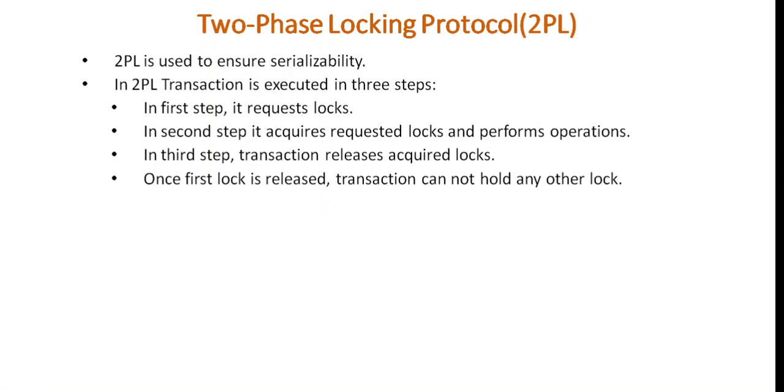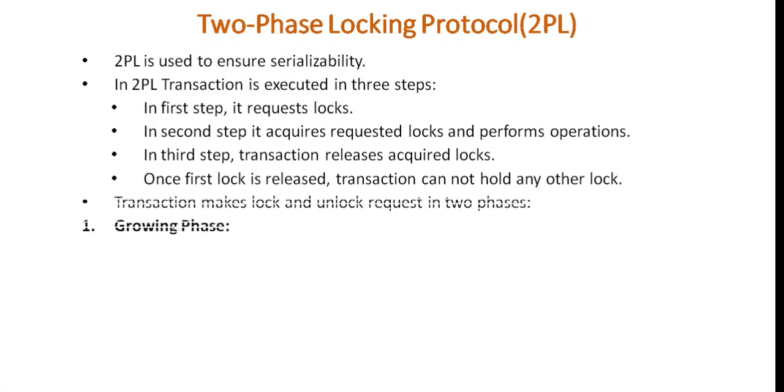And once the transaction releases its first lock, after that it cannot hold any other lock. For example, if transaction T1 is holding 3 locks on different data items, then once T1 has released any of these 3 locks, T1 cannot request a new lock. Okay, it means before release of any of the locks, a transaction can acquire a new lock, but after release of the first lock, the transaction cannot hold any other lock on any of the data items. Okay, so this is the two-phase locking protocol.